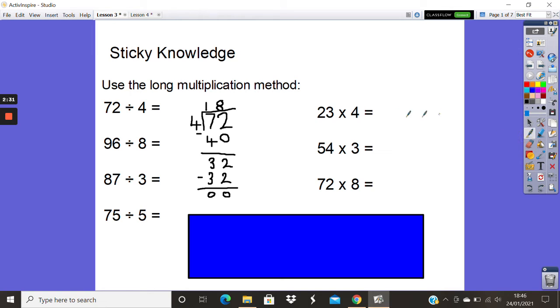So if we do 23 times 4 again, this time with the carrying over method, so we've got 23 times 4. 3 times 4 is 12, so we're going to put a 2 in our 1s column, carry over our 1 10. 2 10s times 4 is 8, add one more 10 is 9 10s. So again, 23 times 4 is 92. Use one of those methods to help you solve the last two.